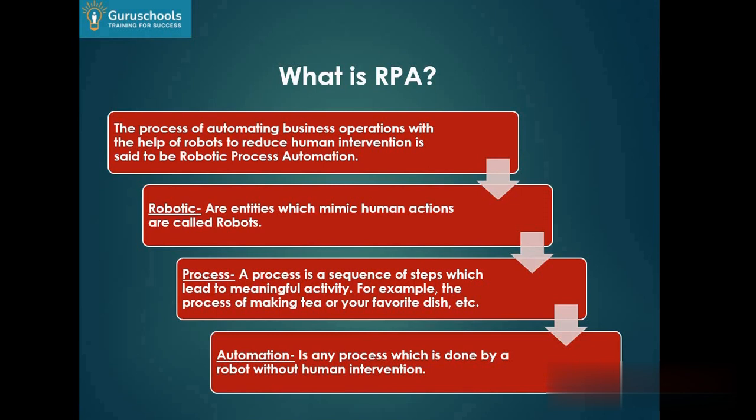So whatever task is currently being done by a human, the same task can be replicated with the help of robots. So instead of a human, the robots will perform that particular task. And process means any meaningful process. Suppose you are working on Excel, then you put the data into the SAP ERP, and then extract the data and put it into the database, right? So any process which we do on a daily basis, which is repetitive in nature, is called a process.